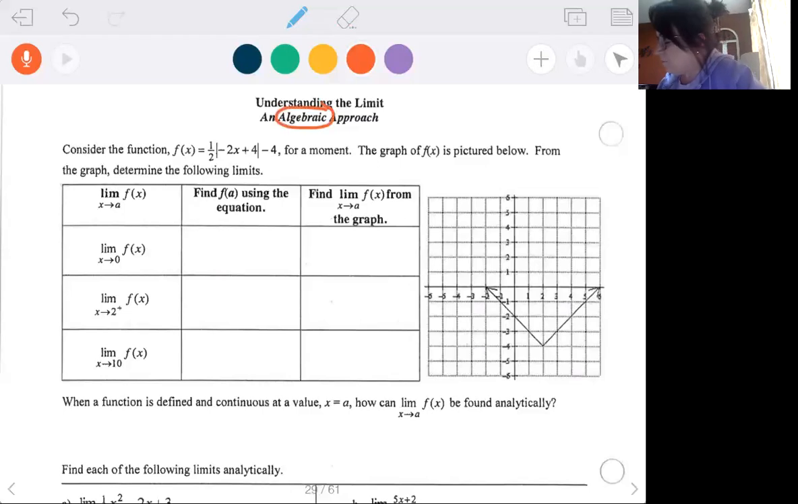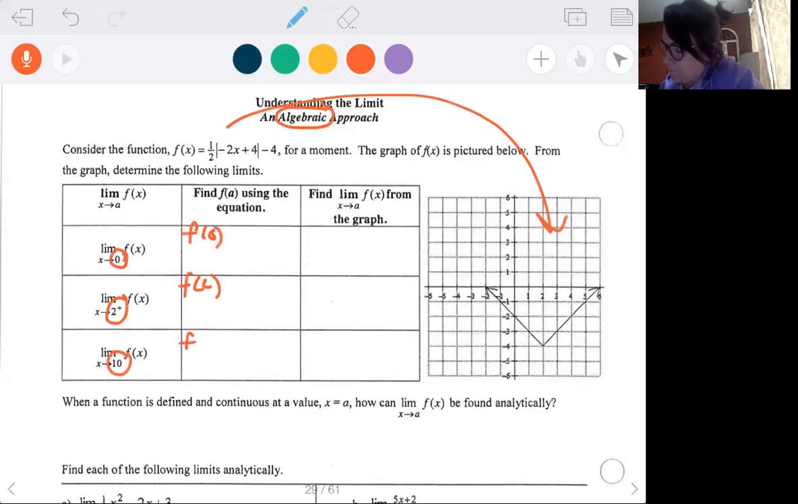We've got an absolute value graph of a function over here. And from the graph, determine the following limits. So first of all, we have x approaching a. In this one, a is 0, a is 2, a is 10. And it says find f of a. So I am looking for f of 0, f of 2, f of 10.